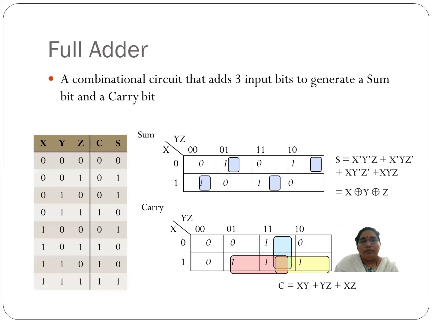In order to design this circuit, we take the corresponding min terms and do K-map minimization. K-map minimization gives us the equations for sum and carry. The sum and carry after K-map minimization are like this: sum is the XOR operation on the 3 bits X, Y and Z, and carry is XY plus YZ plus ZX. So these are the equations for sum and carry after the K-map minimization.